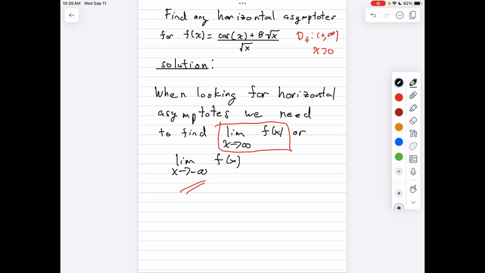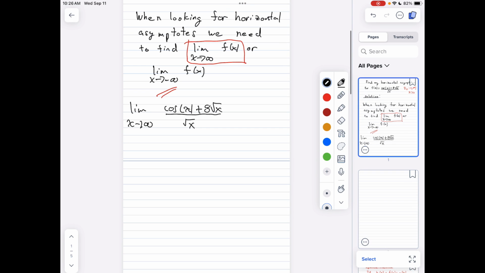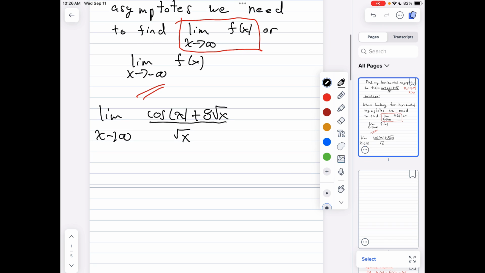So we have the limit as x goes to infinity of cosine x plus 8 root x over root x. And if we were to take this limit, there's a few ways of doing this. However, what I'm going to do here, as the title suggests for the video, is use the squeeze theorem. For me to apply the squeeze theorem, there's a couple ways of applying it here, but I'm going to do this. I'm going to first of all split this function up as the cosine of x over root x plus 8 root x over root x.